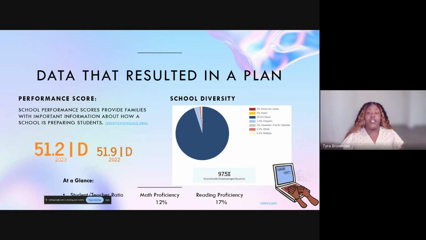The data that resulted in the plan here comes from redstickschools.org. Our performance score is actually a D right now, as you can see here in the orange. It also was a D in 2022. We also see here that the students' economic status is very low. So these students are labeled as disadvantaged students.